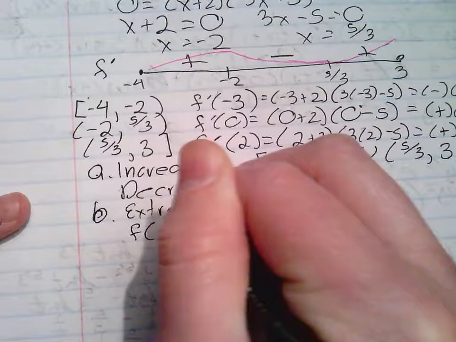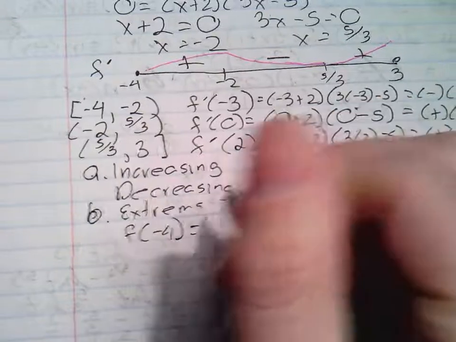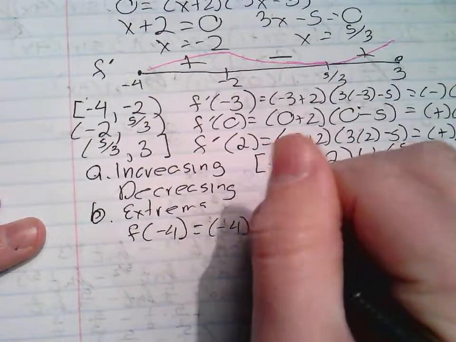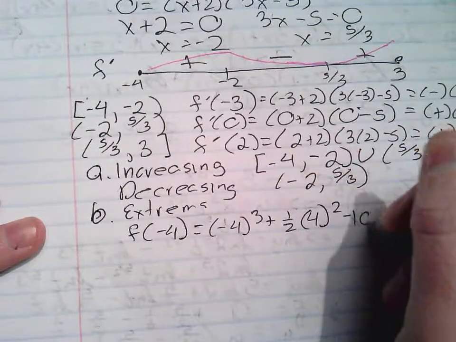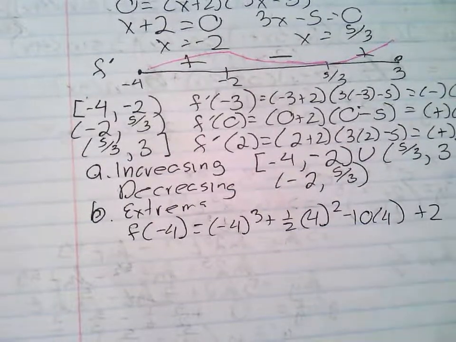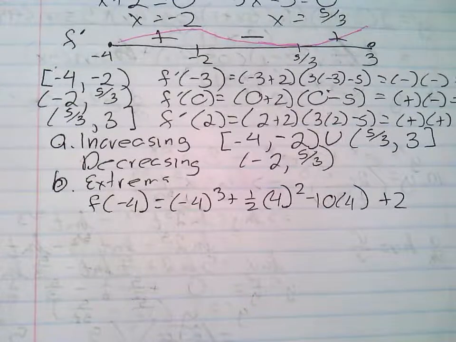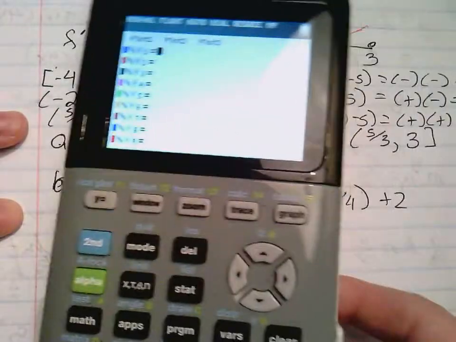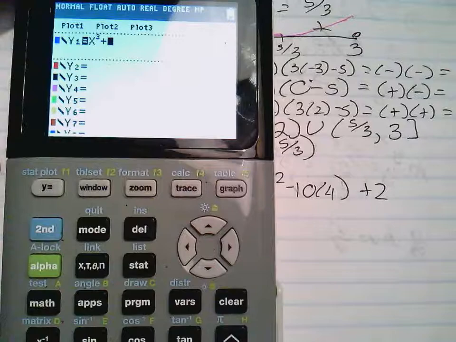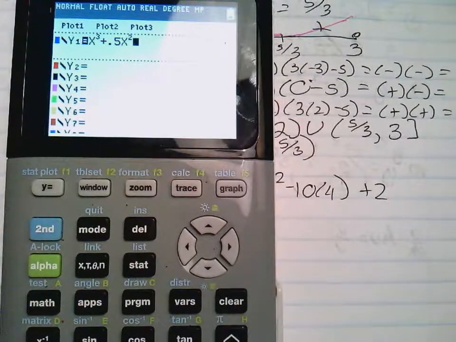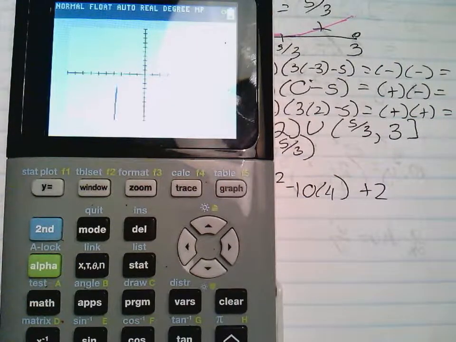f of negative 4. So you put this back into the original equation. So you've got negative 4 cubed plus 1/2 times 4 squared minus 10 times negative 4 plus 2. Easy approach to this. All I'm going to want to see on your exam is that you're plugging it in. That's it. So what you can do is go ahead and put this graph in: x cubed plus 0.5x squared minus 10x plus 2, graph.